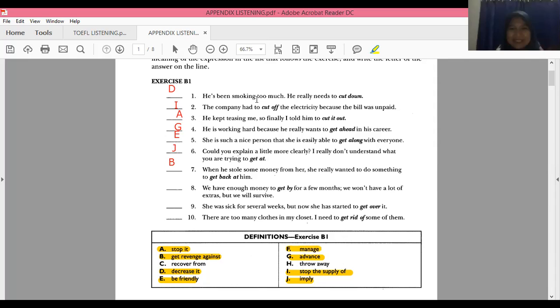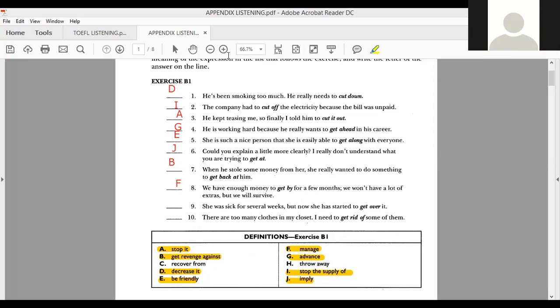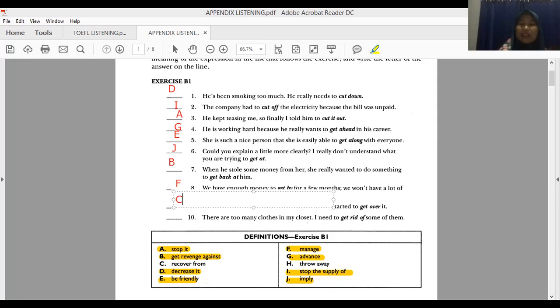Oke, sekarang Miss Arifah sudah bisa didengar suaranya. I'm glad. F, Mr. Manggala, 9. She was sick for several weeks, but now she has started to get over. Get over, Mr. Manggala. Recover. It is recover. Oh, I get over my cold. I get over my cold. Bukan tambah buruk, tapi sudah sembuh, recover.